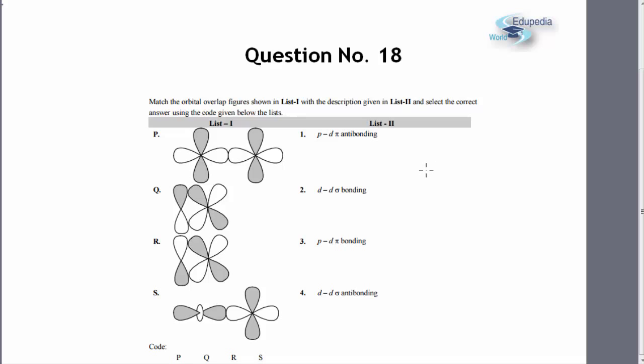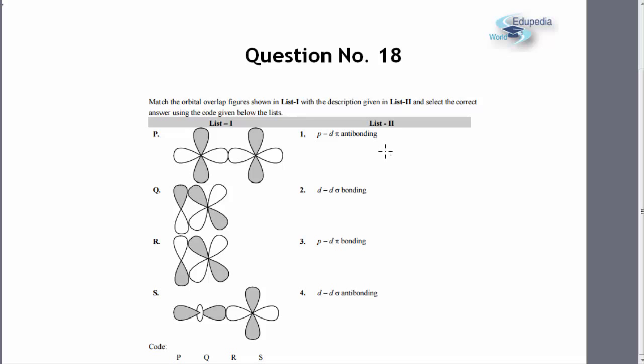Let us look at question number 18. Question number 18 is from chemical bonding, from the topic of molecular orbital theory, and it basically tests your concept of orbital overlap. So basically this is a match the column type of question. Let us have a look at it.